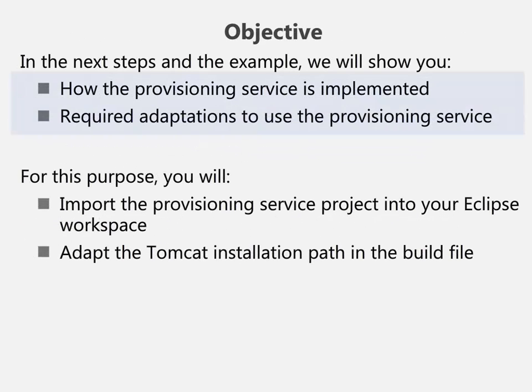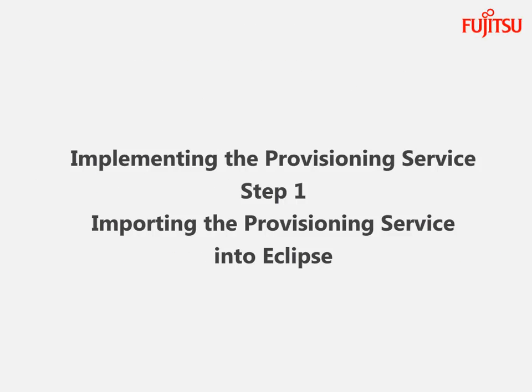We will show you how the provisioning service is implemented, and we will show you which adaptations are necessary to use the provisioning service. First, you will import the provisioning service into Eclipse as an Eclipse project. Then you will adapt the Tomcat installation path in the build file. In the following steps, we will show how to import the provisioning service as a project into Eclipse.